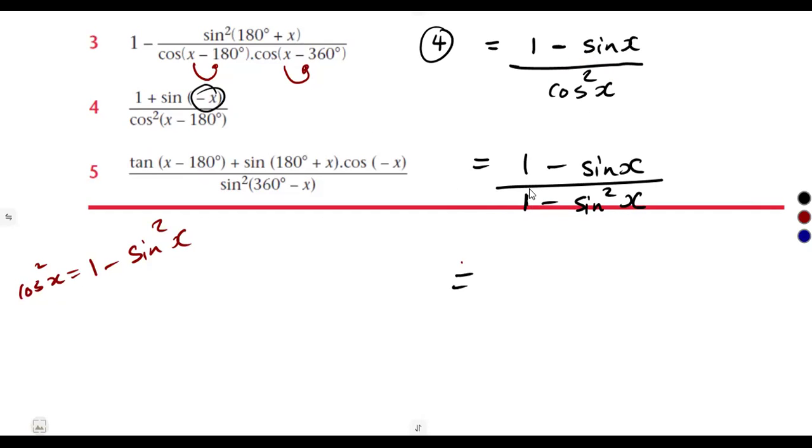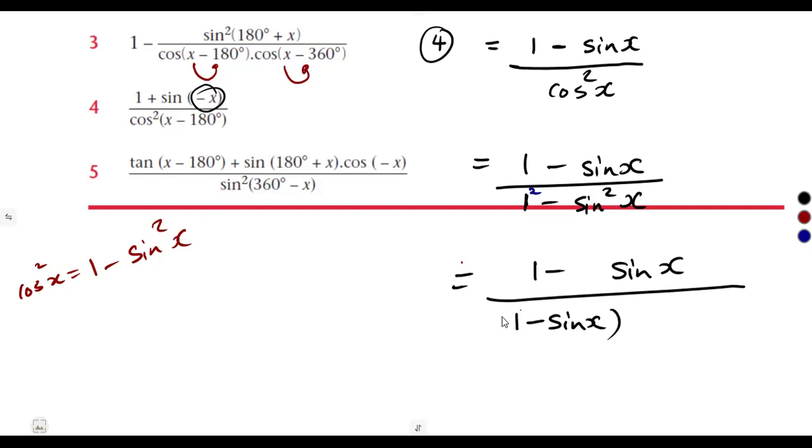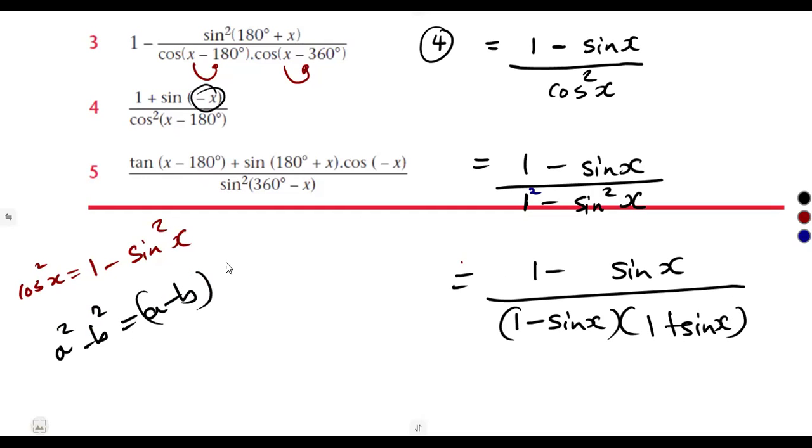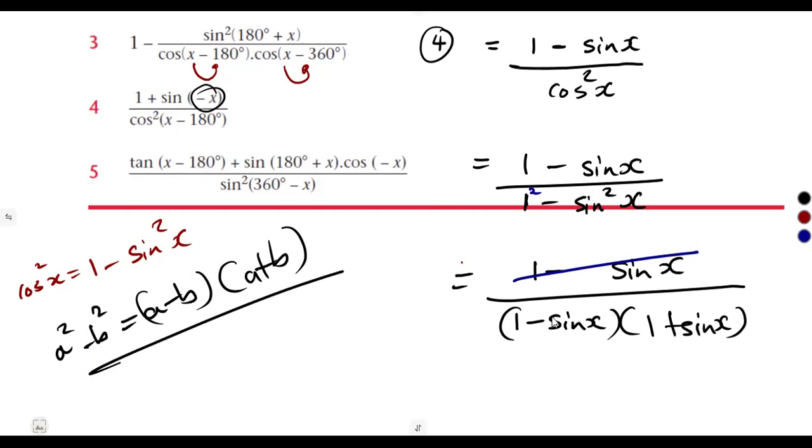Here we have a difference of two squares. Remember, 1 is the same as 1 squared, so we can apply our difference of two squares. It means we've got 1 minus sine x into 1 plus the sine of x. Remember, a squared minus b squared is a minus b into a plus b. These two can cancel, and this is 1. So it is going to give us 1 over 1 plus the sine of x. Just like that.